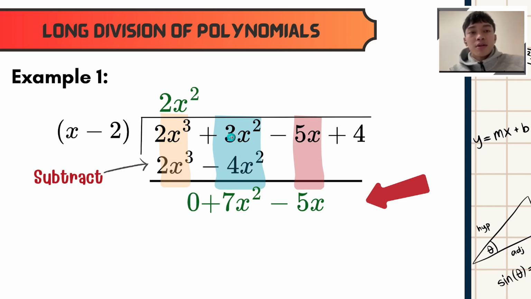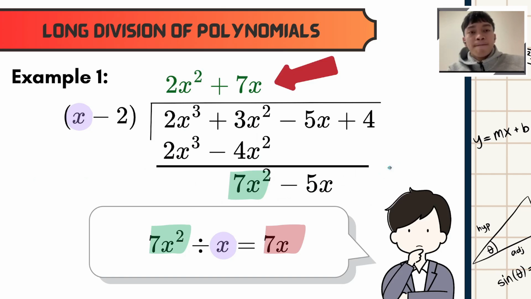On the other side, it's positive 3x squared minus 4x squared. Same thing, change the sign and change the equation to addition, and this is a positive sign. So that's why it's 7x squared. So we're going to bring down negative 5x and repeat the steps all over again.